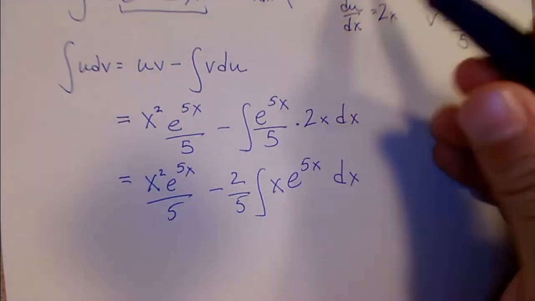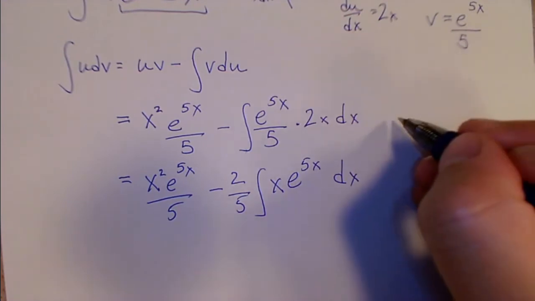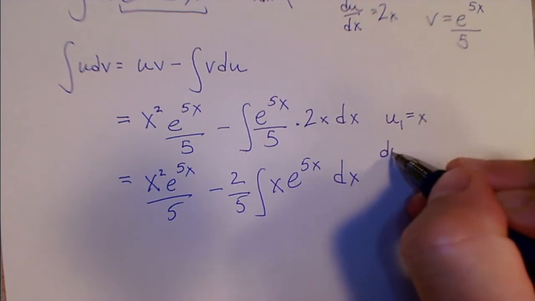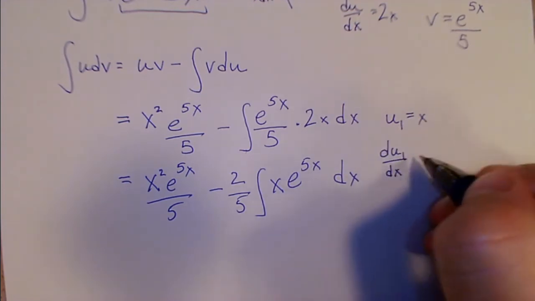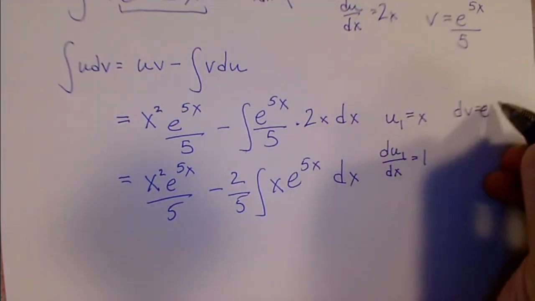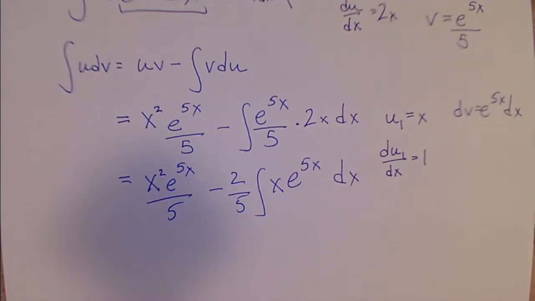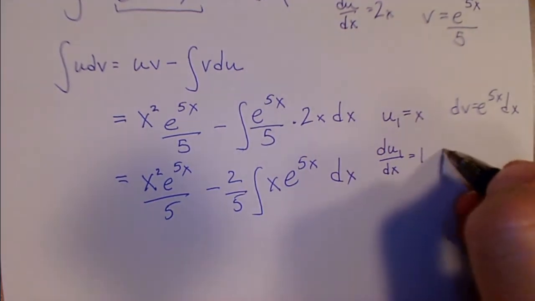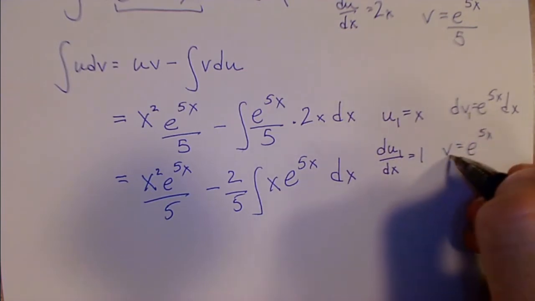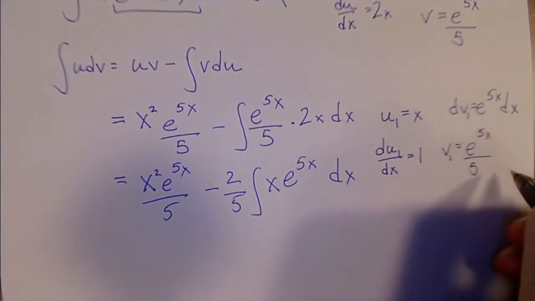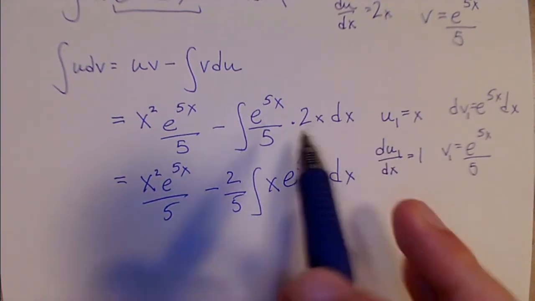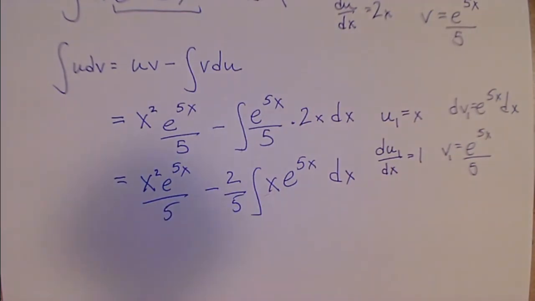Because now I already used u and v, just to be on the safe side so I don't confuse myself, I'll call u1 equal to x, which means that the derivative of u1 with respect to x is 1. I'll call dv equal to e to the 5x dx, which means that v is, once again, and let's be careful, I'll call it v1, e to the 5x over 5, like so. And so this by parts integral has another by parts integral inside of it.